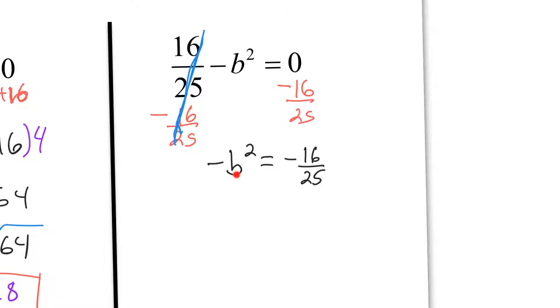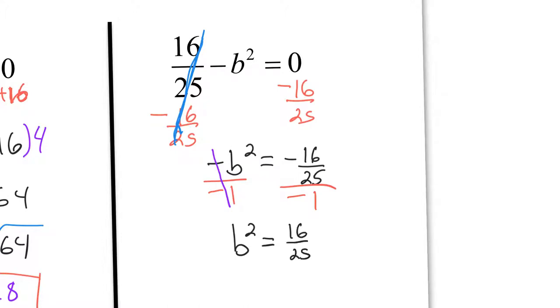But this variable has a negative next to it, so we have to get rid of that negative. Every time you want to solve, the variable cannot be negative. So I am going to divide by negative 1, and that's going to turn to positive, and you divide the other side by negative 1. So b squared equals, over here, a negative divided by negative is going to be positive, and 16 over 25 divided by 1 is just going to be 16 over 25.